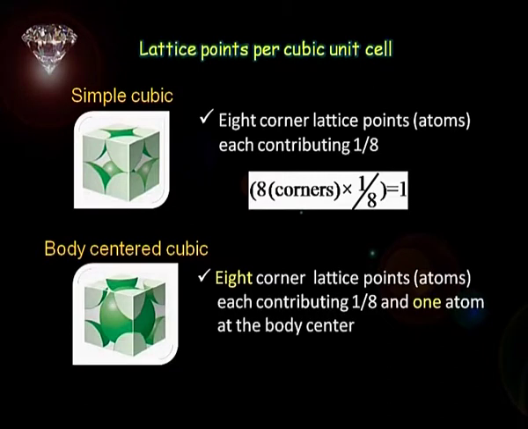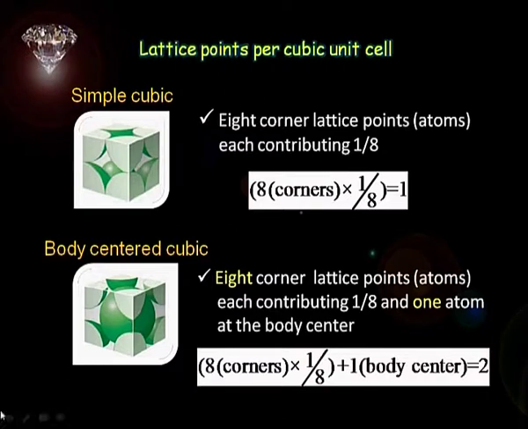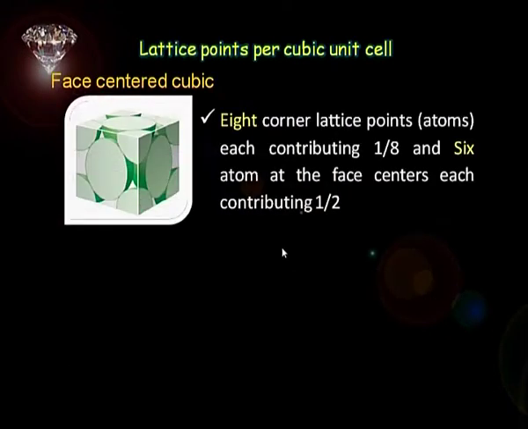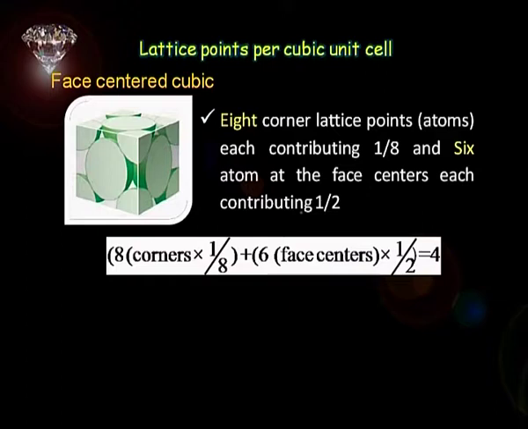If we look into the body centered cubic, in this case there are 8 corner lattice points, each contributing 1/8, and there is 1 atom at the body center. So, that gives 8 corners into 1/8 plus 1, which makes it 2. That means the total number of lattice points per body centered cubic unit cell is 2. Similarly, for face centered cubic, there are 8 corner lattice points, each contributing 1/8, and there are 6 atoms at the face centers, each contributing 1/2. So, that gives a total of 4.